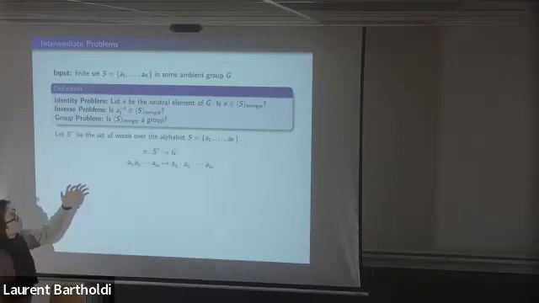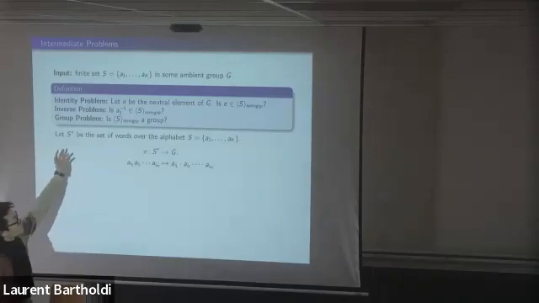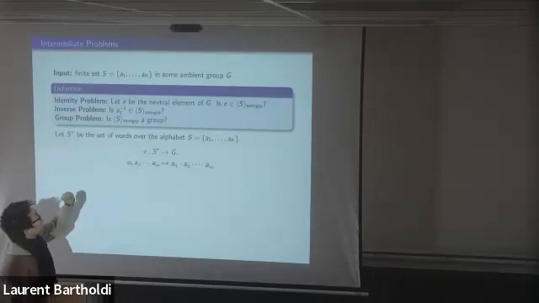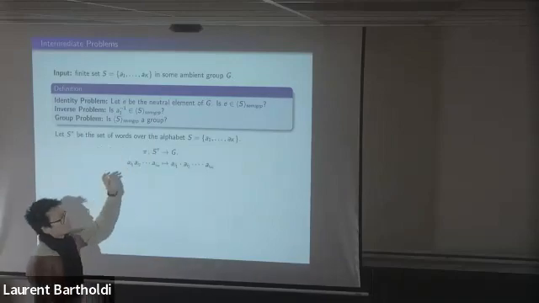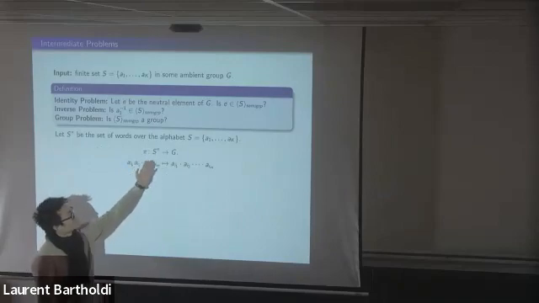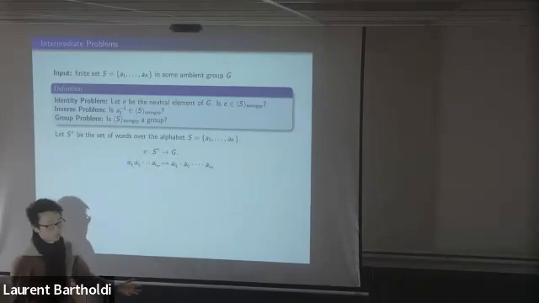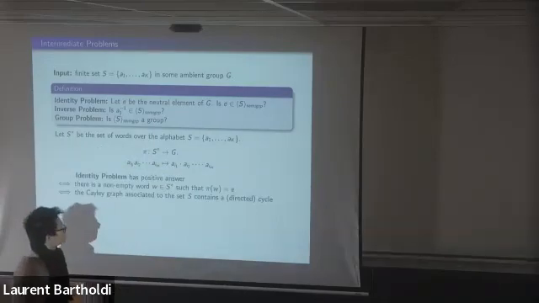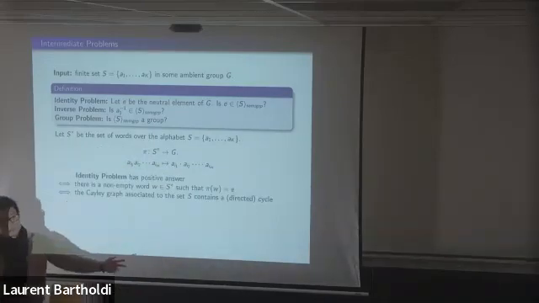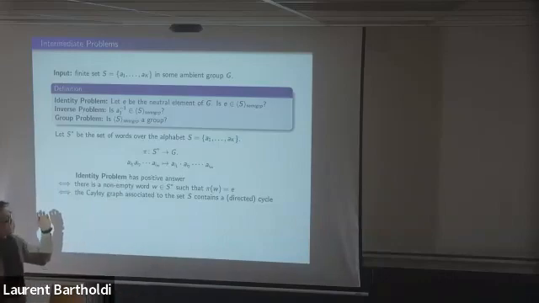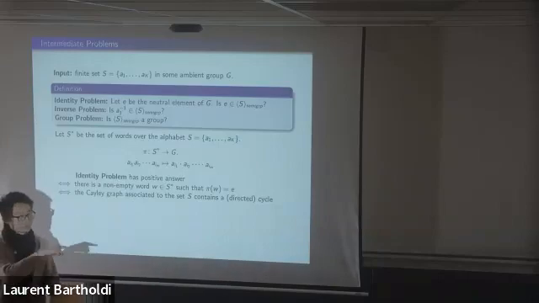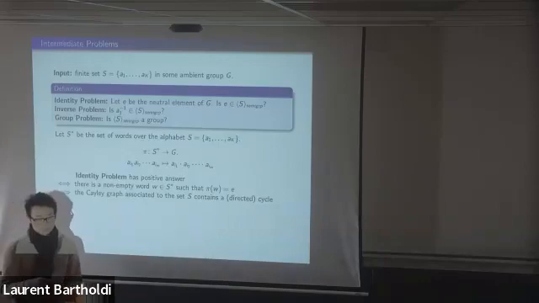For example, when we're given a finite set S in the ambient group G, let S star denote the set of words over the alphabet S. Then there's a natural map from S star to G called multiplication. Essentially the identity problem asks whether you can find a non-empty word whose product is the identity. It also has a nicer geometric interpretation: you ask whether the Cayley graph associated to the set S contains a directed cycle.